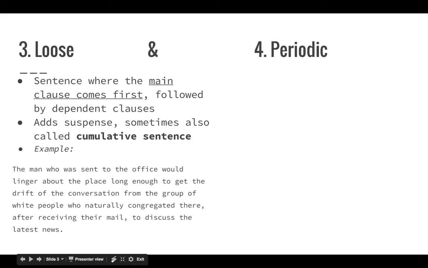An example of this would be if we said, "The man who was sent to the office would linger about the place long enough to get the drift of the conversation from the group of white people who naturally congregated there after receiving their mail to discuss the latest news." That is from Booker T. Washington's Up From Slavery. This is an example of a loose sentence because we already see the main clause here at the beginning talking about what the man does, and then we have further description later on of what else is going on at that time.